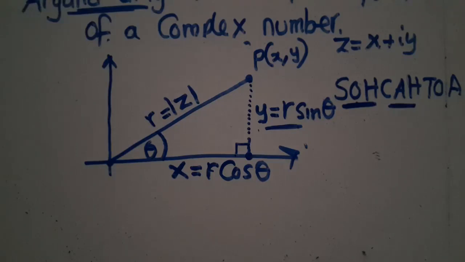So we want to learn how to change a complex number to polar form. What you need to do, first thing, is find the radius.